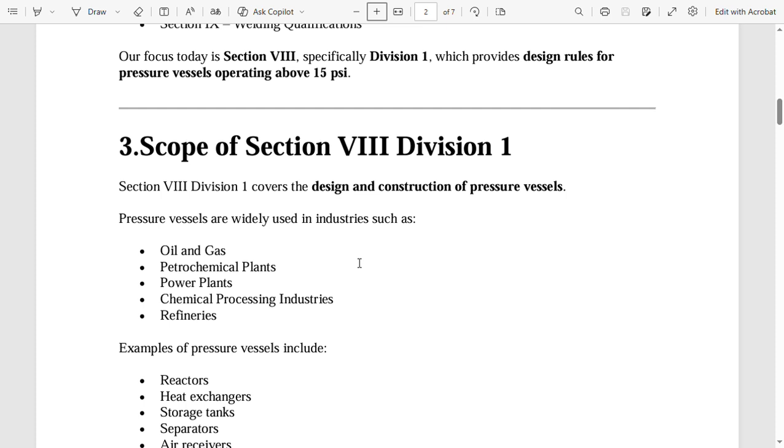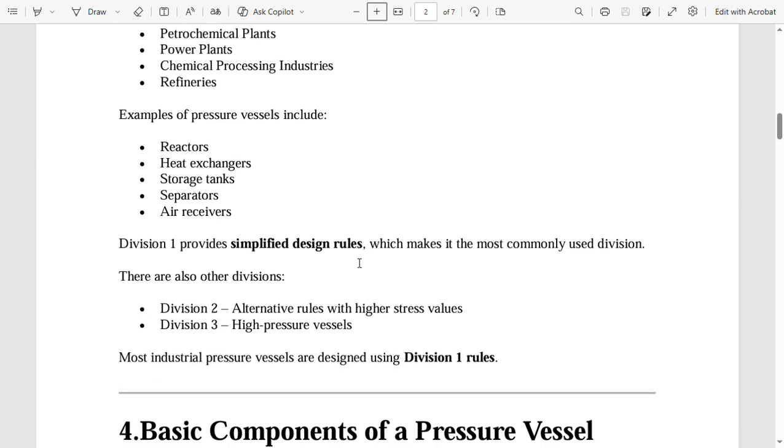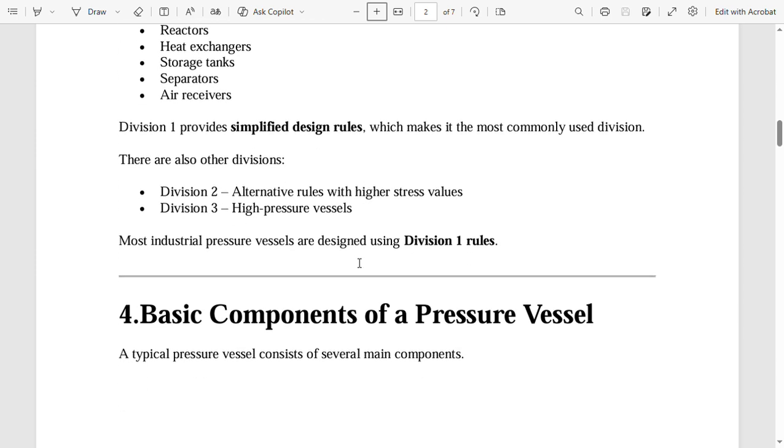Scope of Section 8 Division 1. Section 8 Division 1 covers the design and construction of pressure vessels. Pressure vessels are widely used in industries such as oil and gas, petrochemical plants, power plants, chemical processing industries, refineries. Examples of pressure vessels include reactors, heat exchangers, storage tanks, separators, air receivers. Division 1 provides simplified design rules which makes it the most commonly used division.